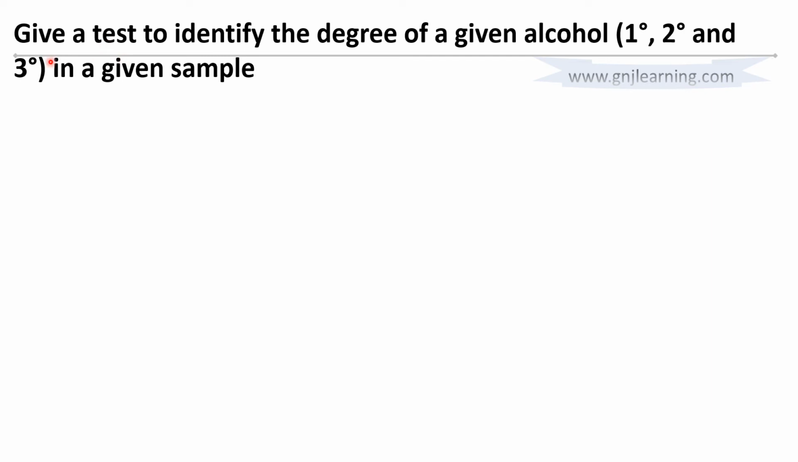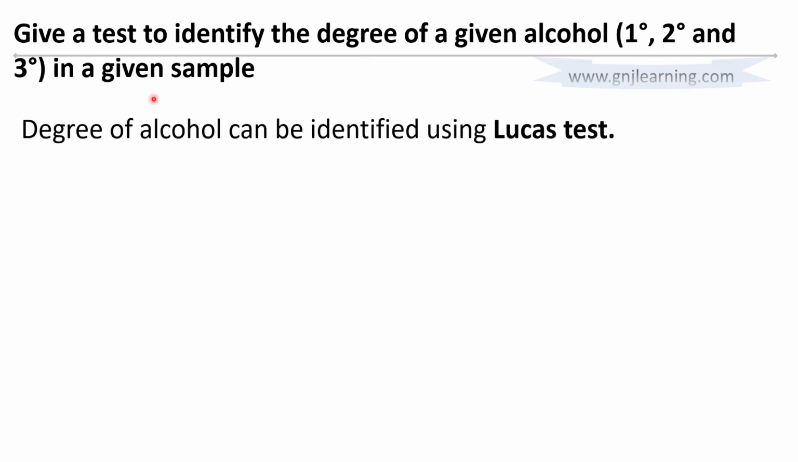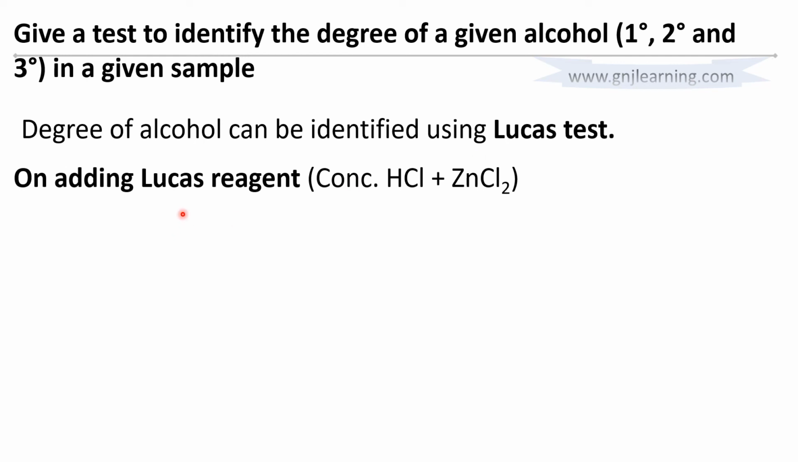So that's the question here. Give a test to identify the degree of the given alcohol, whether it is primary, secondary, or tertiary, in a given sample. So I need to conduct a test, and the result must differentiate primary, secondary, and tertiary alcohols in a given sample. The degree of alcohol can be identified using the Lucas reagent test. What is Lucas reagent? We have already learned: concentrated HCl plus a catalyst, that is zinc chloride.